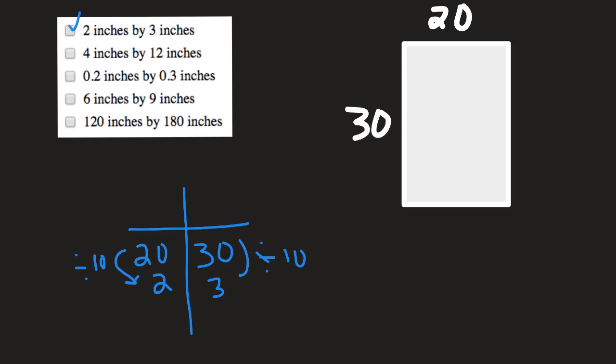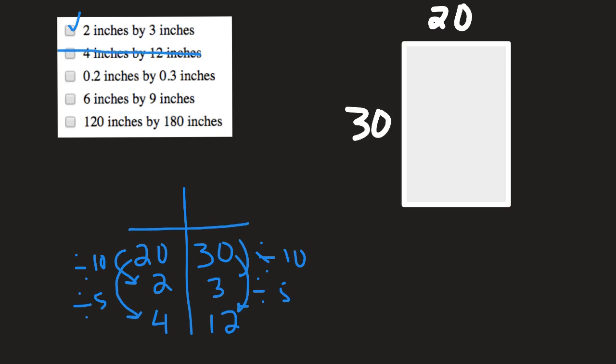Okay, so if we have 4 and 12, well, to get from 20 to 4, you have to divide by 5, but 30 divided by 5 does not equal 12, so that one does not work.